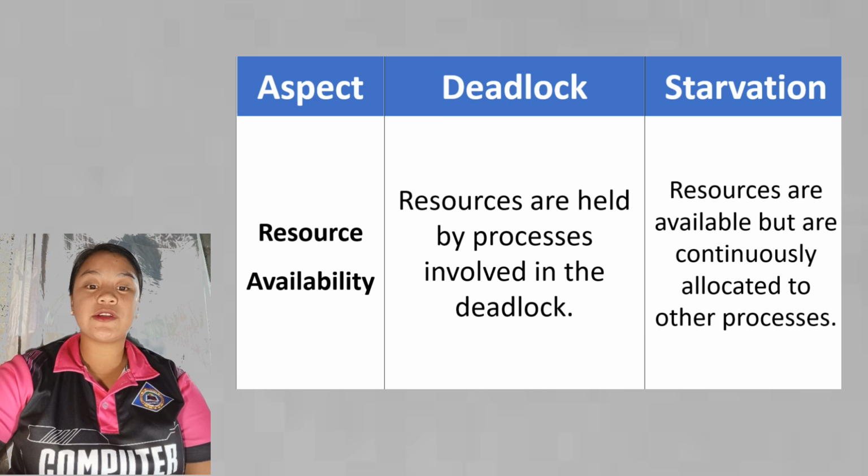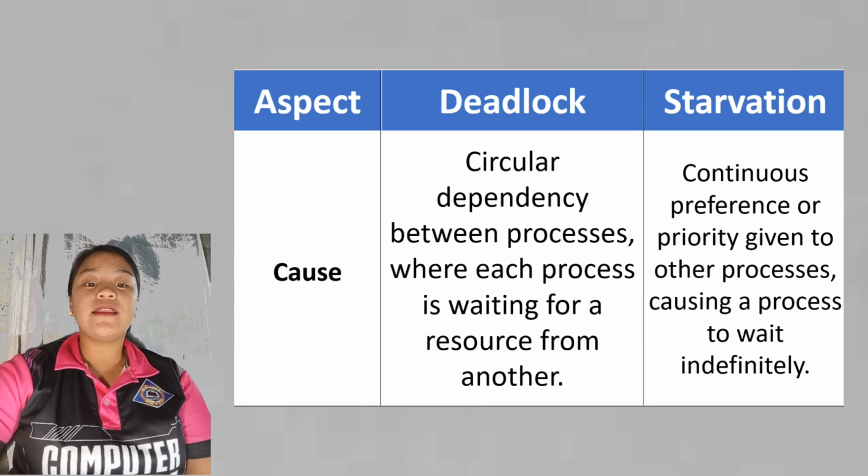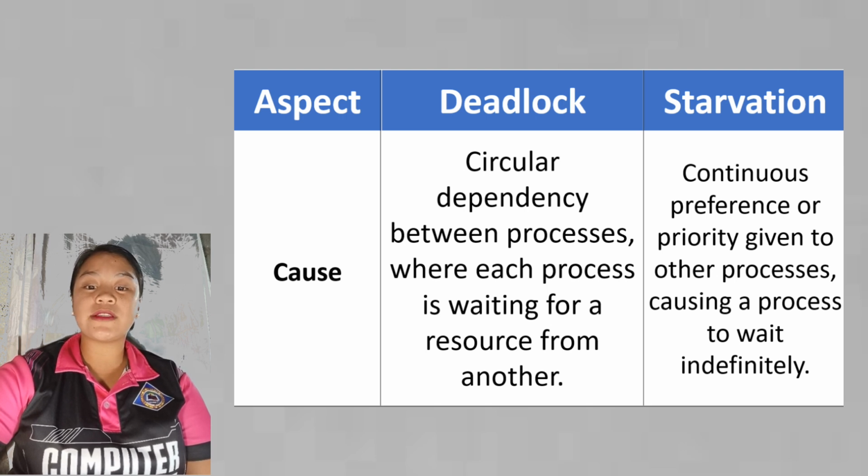In terms of resource availability, in deadlock, resources are held by processes involved in the deadlock, while in starvation, resources are available but are continuously allocated to other processes. In terms of cause, deadlock is a circular dependency between processes, where each process is waiting for a resource from another, while starvation is continuous preference or priority given to other processes, causing a process to wait indefinitely.